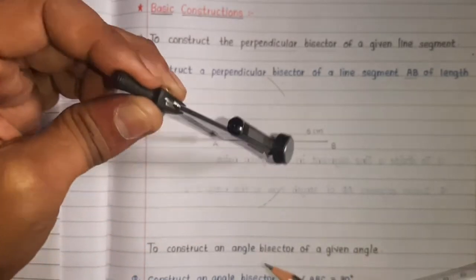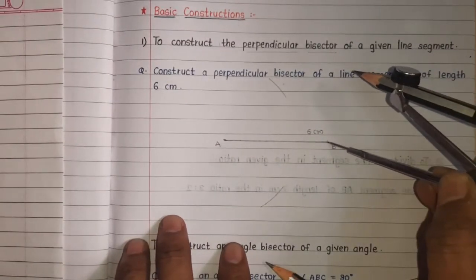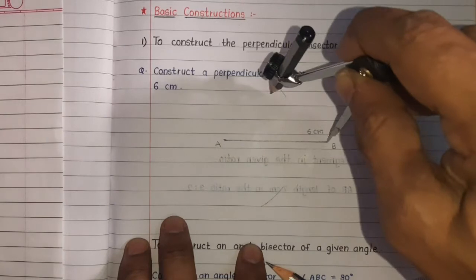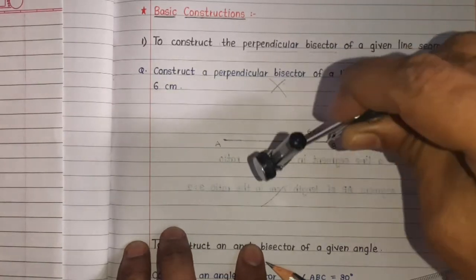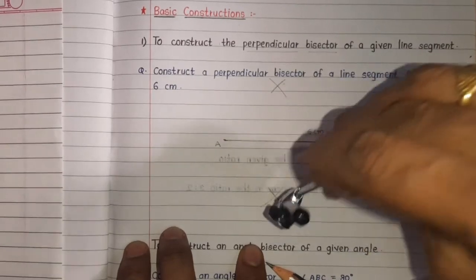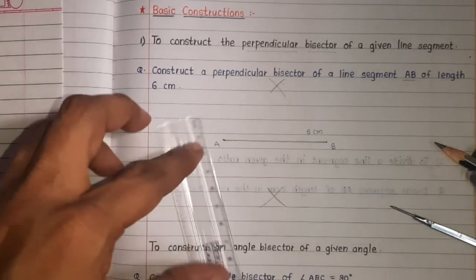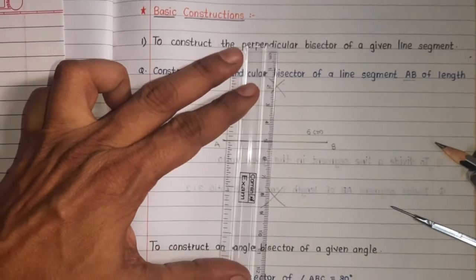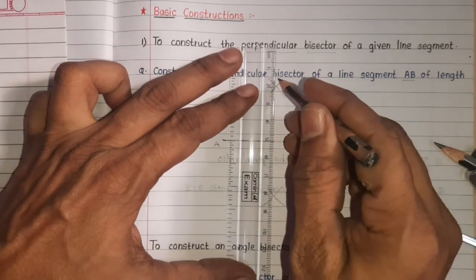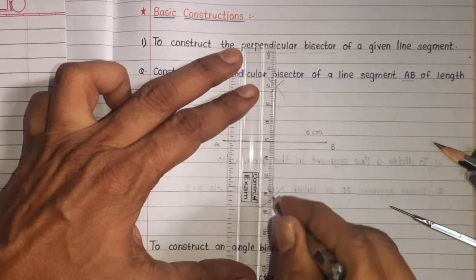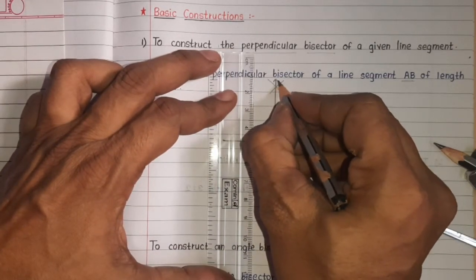Got it? Then put the metal point on the other end point of that segment and draw the arc intersecting the previous arc, like this. We got two arcs intersecting each other. Now join these arc intersections like this. See here, we have to join this, and we have to make an arrow because it is a line.